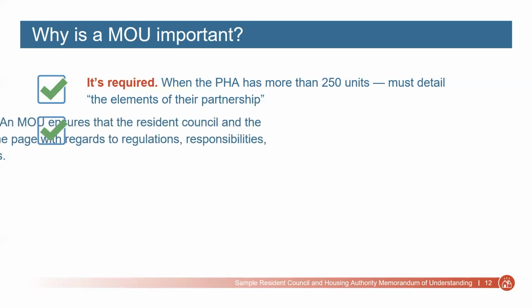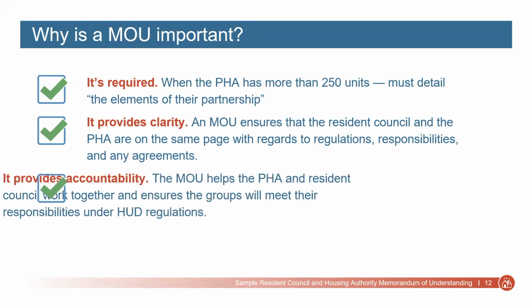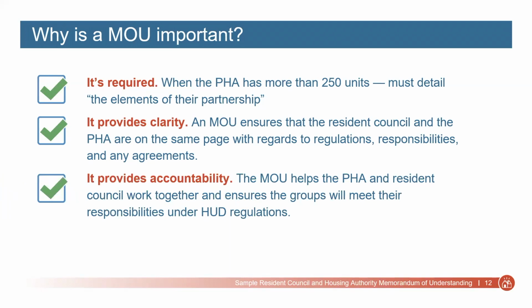It provides clarity. An MOU ensures that the resident council and the housing agency are on the same page with regards to regulations, responsibilities, and any agreements. It provides accountability. The MOU helps the housing agency and resident council work together. It makes sure both groups will meet their responsibilities under HUD regulations. It can be helpful to specifically spell out what provisions mean.